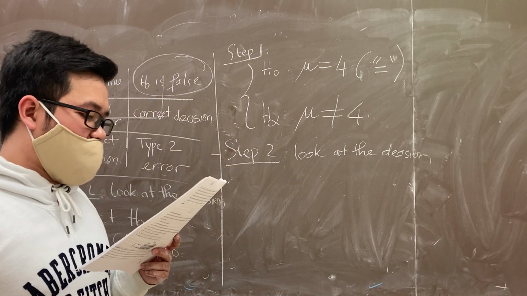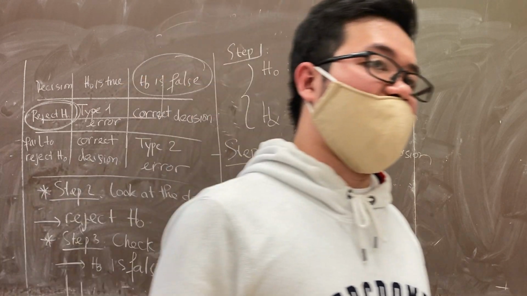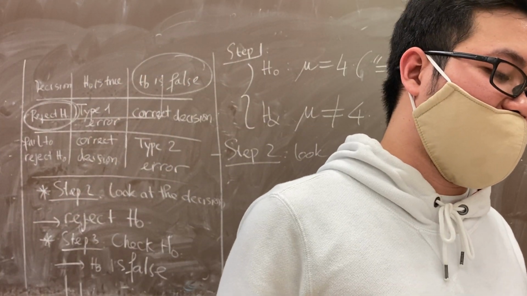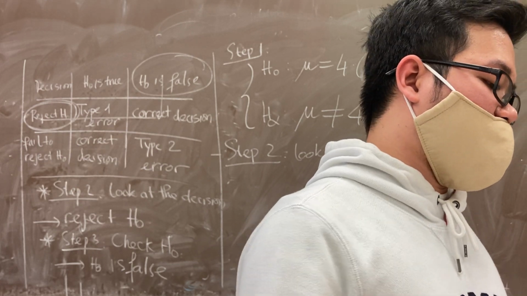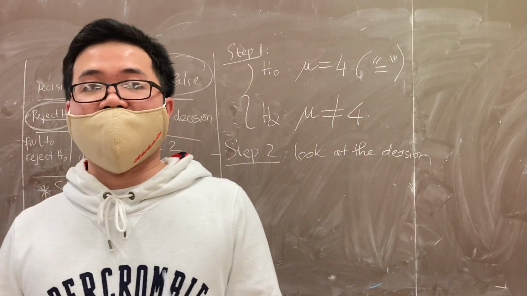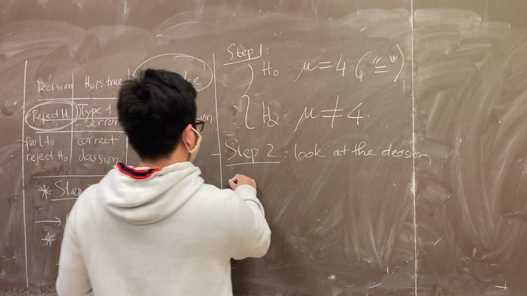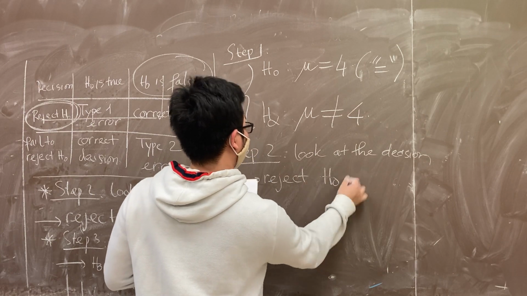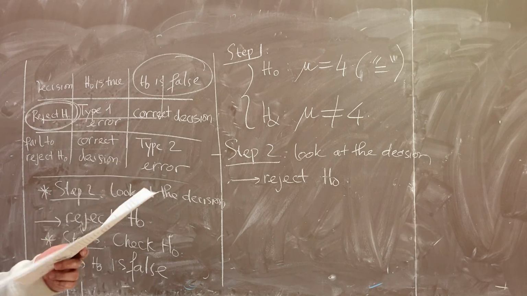Okay, so with the decision here, reject or fail to reject, which is the decision of this researcher? He rejects the hypothesis, or he fails to reject. Okay, rejected, right? So now he rejected H0. Okay, that is step 2.